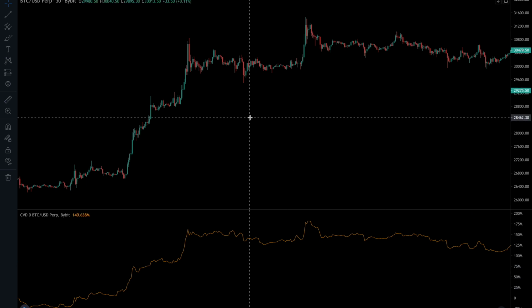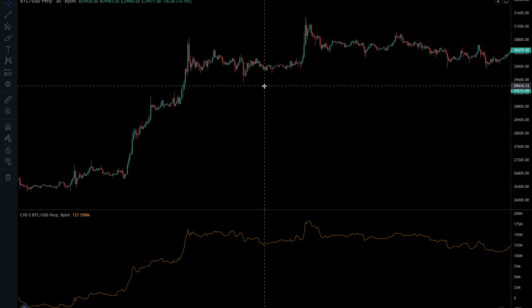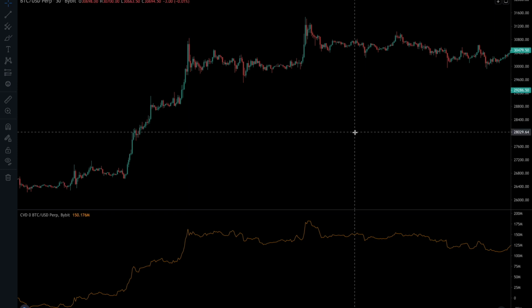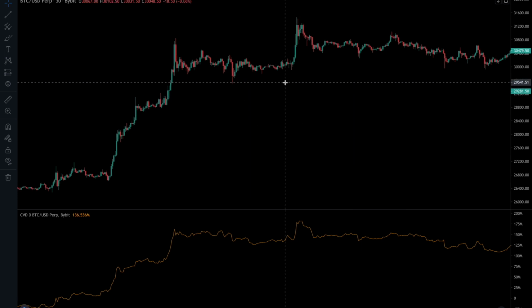Now I want to show you examples of how you can use CVD for better trading in the range in which we have been in Bitcoin since around the 21st of June. Just before we go there, please note this is not financial advice, it's just my way of thinking and it's for educational purposes only. Alright, let's start.